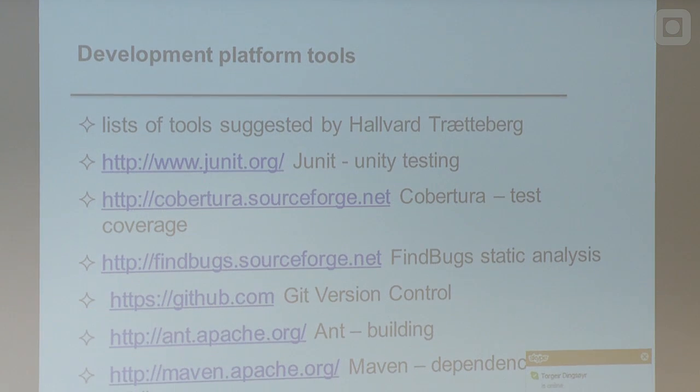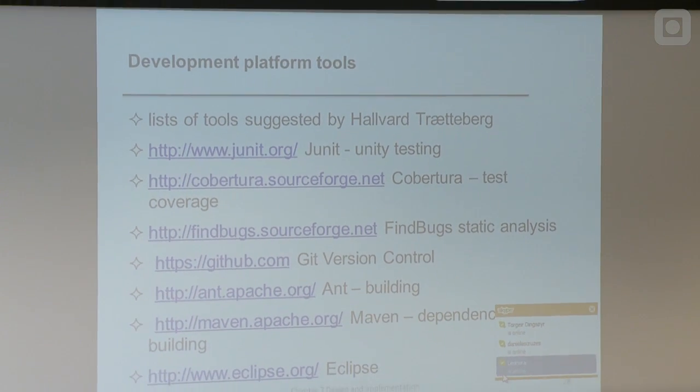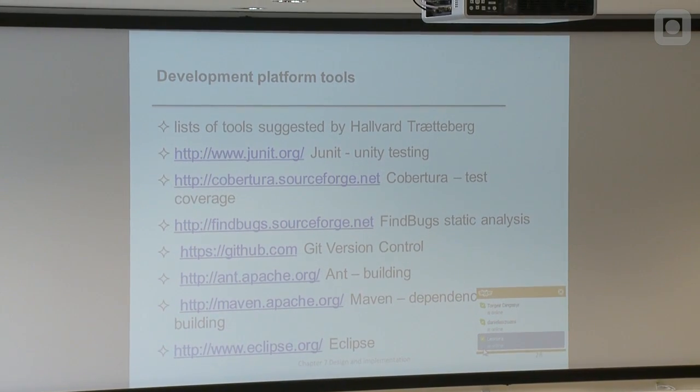The development, the book has some pages about development tools and development platforms, and I encourage you to read them to know the theory behind tools and platforms. In practice, what we mean in year 2013 when we talk about tools and platforms, we mean tools like JUnit for testing. We mean Cobertura for coverage of testing, Findbugs, Git.